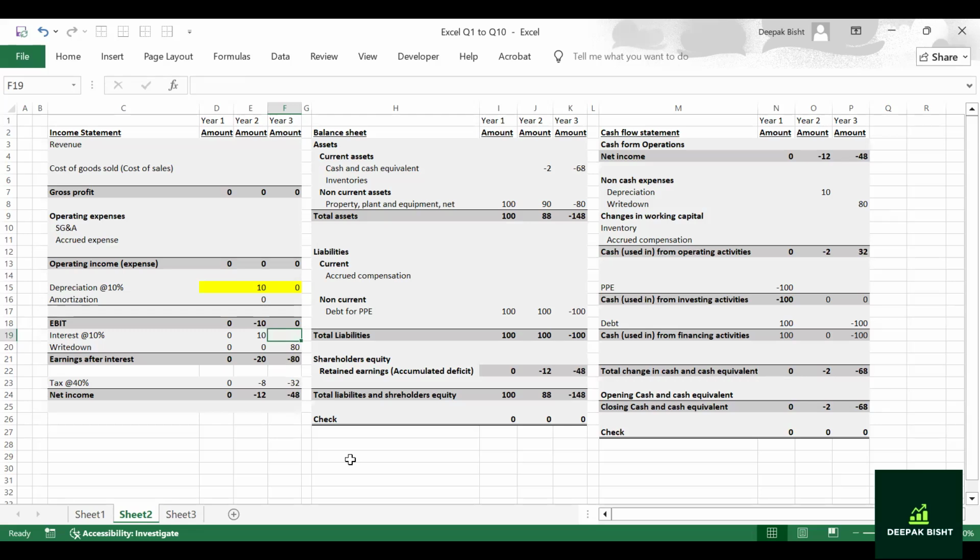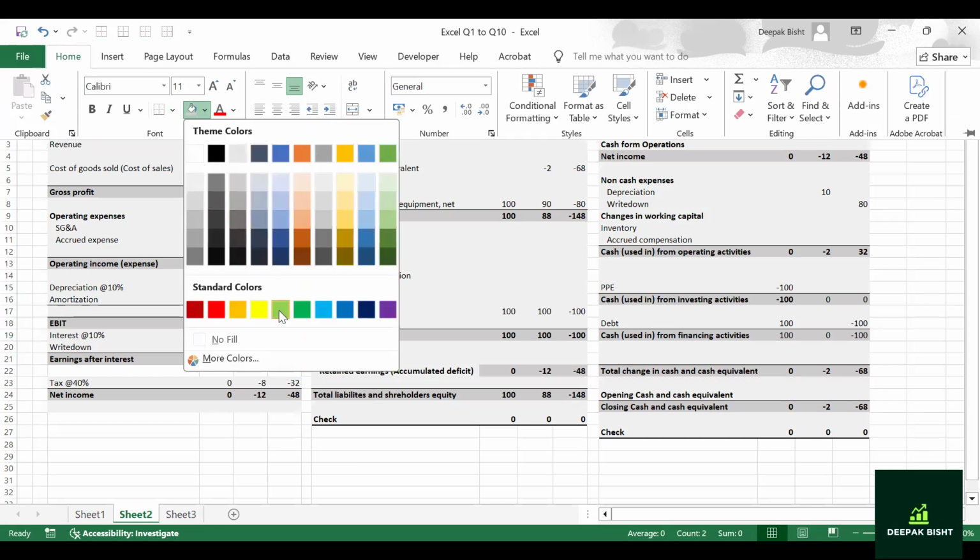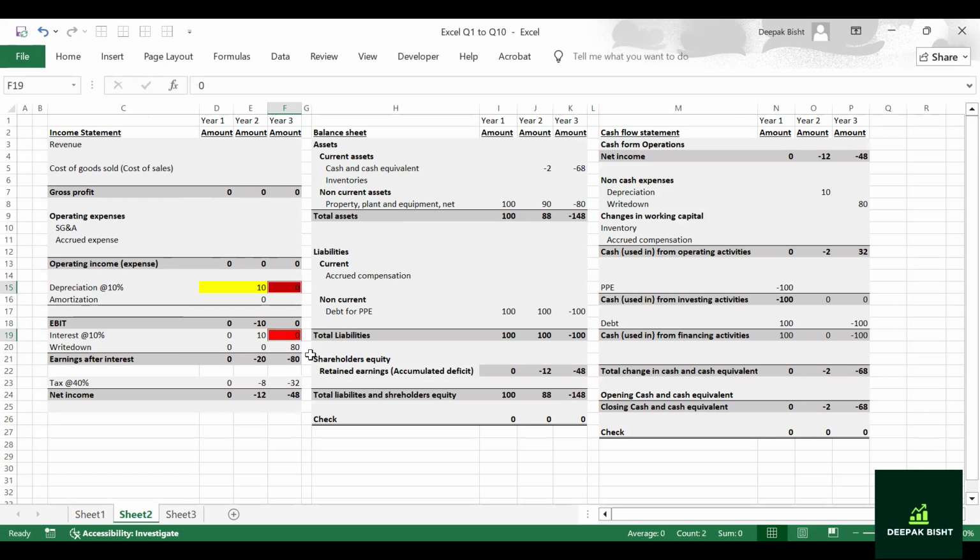We will not be paying any interest. This might have been mistakenly added here. Because we are writing it down, there is no depreciation and no amortization, because everything is now being written down. So the net income is minus 48. Minus 48 will be plugged in here, and this will create a $32 surplus because we are adding back the write-down.